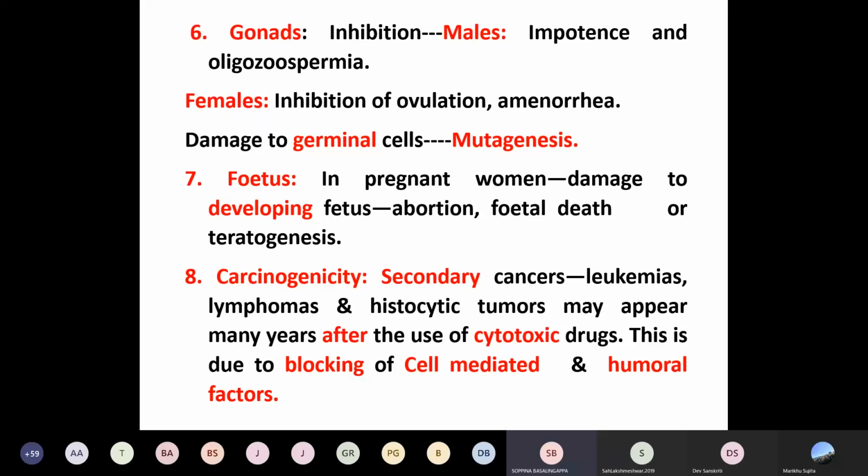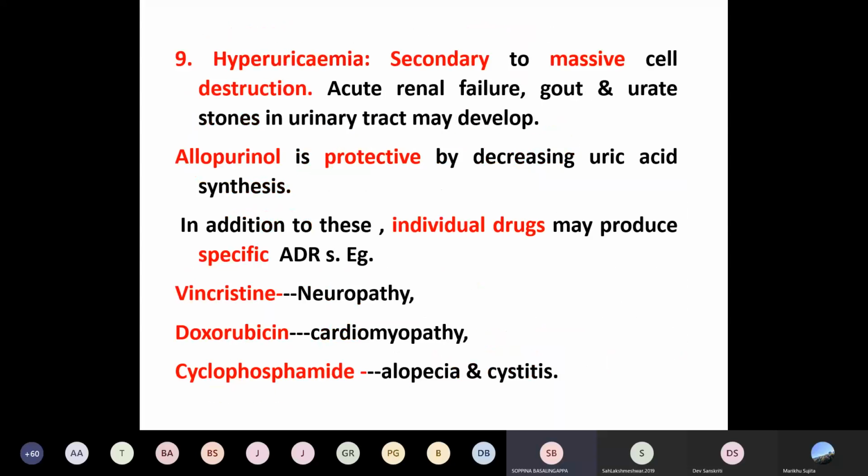They may appear many years after the use of cytotoxic drugs. Why? This is due to the blocking of cell-mediated and humoral factors. Because of that, after many years, after stopping the drug, there may be appearance of some different cancers. So they are called secondary cancers. So these drugs are carcinogenic in nature.